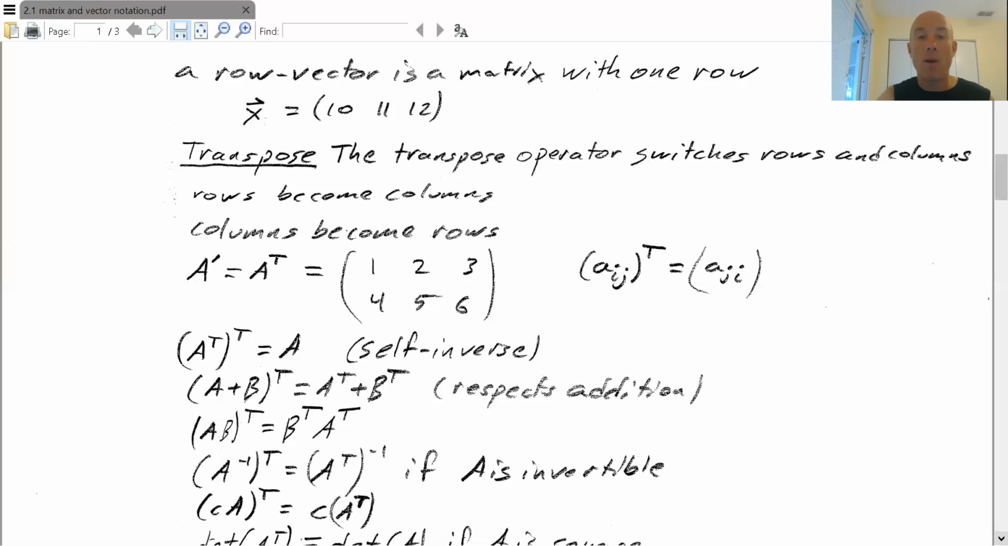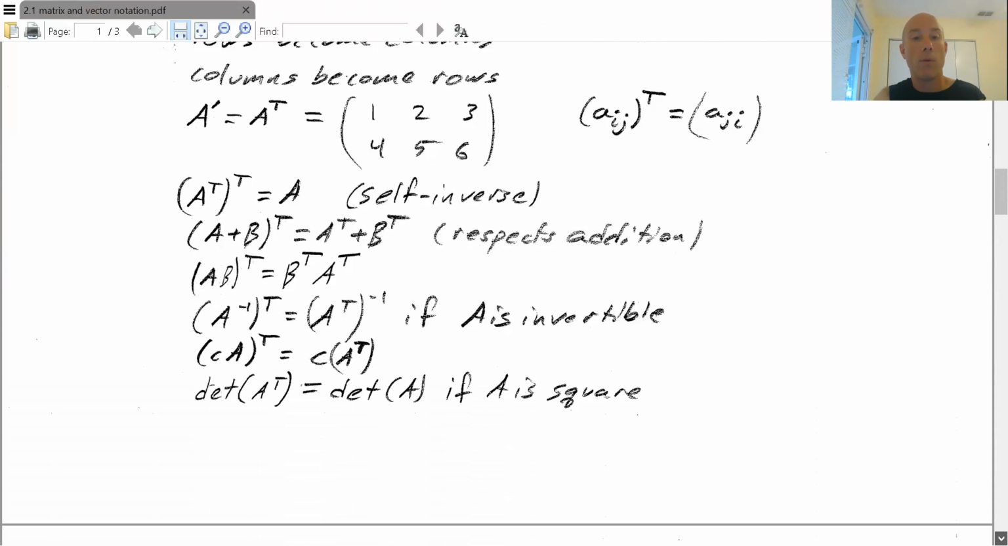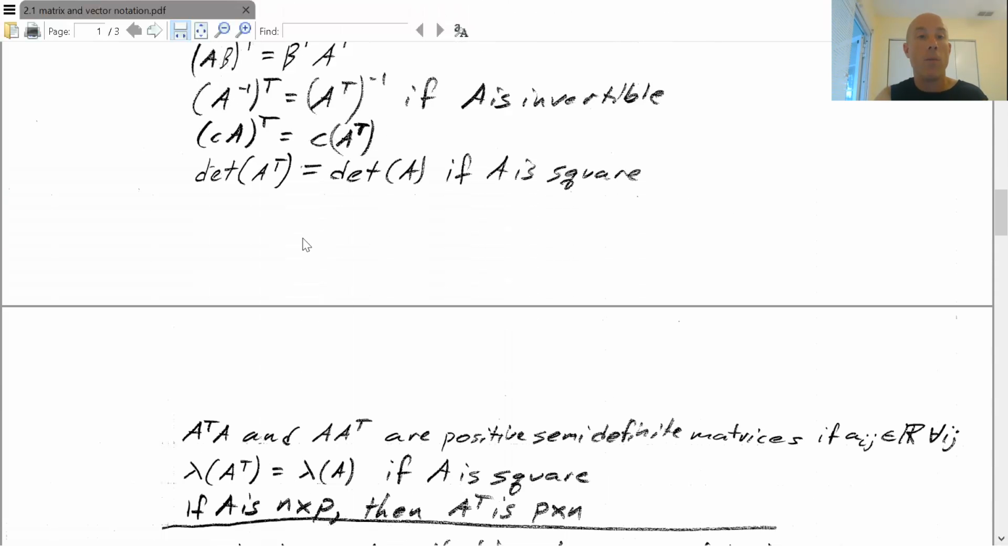A lot of these operations, we honestly won't even talk about until the next video, but I want you just to see these and keep in the back of your mind that there are special properties of the transpose for later down the road. Something we have not talked about yet is the determinant, but I'm going to go ahead and put this down now. The determinant of the transpose of the matrix is the same as the determinant of the matrix if A is a square matrix.